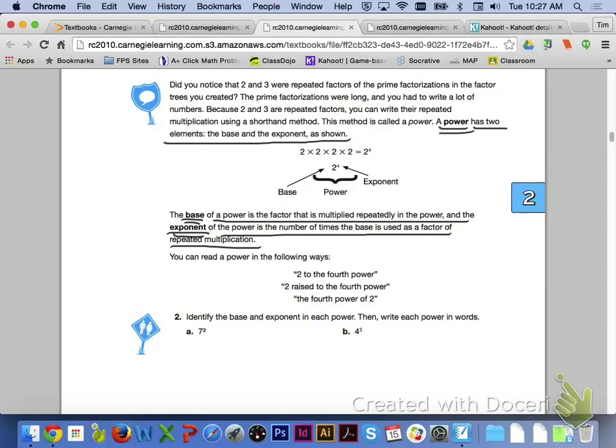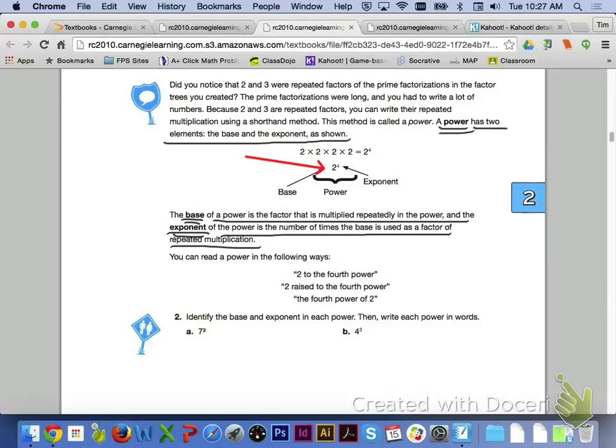Let's look at the top of page 57. Did you notice that 2 and 3 were repeated factors of the prime factorizations in the factor trees you created? The prime factorizations were long, and you had to write a lot of numbers. Because 2 and 3 are repeated factors, you can write their repeated multiplication using a shorthand method. This method is called a power. A power has 2 elements, the base and the exponent, as shown.